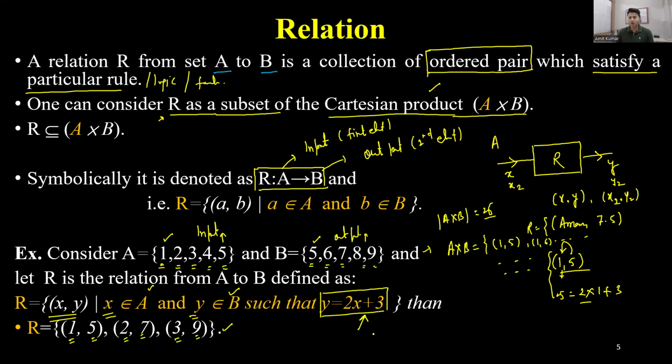So this is the logic, or we can say this is the rule that we define in the definition. A relation R from set A to B is the collection of ordered pairs which satisfy a particular rule. This is the particular rule, the particular logic, the particular mathematical formula. Okay, let us take a few more examples.